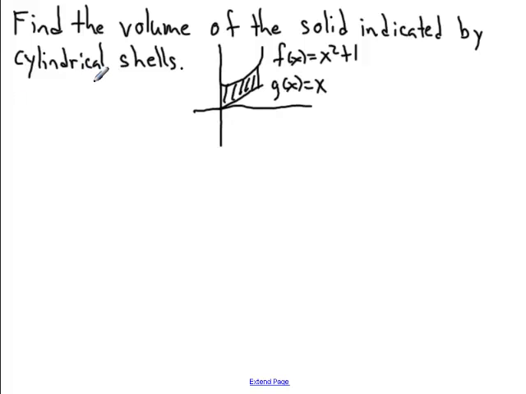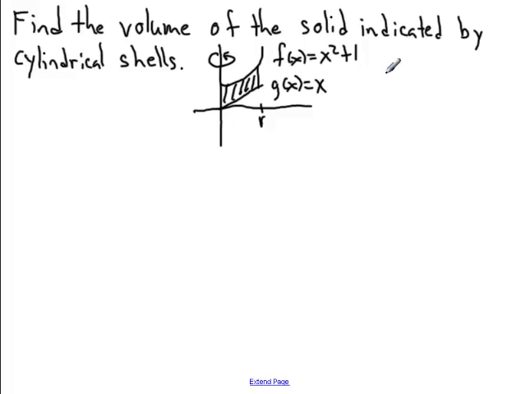Find the volume of the solid indicated by cylindrical shells. f of x equals x squared plus 1, g of x equals x, between x equals 0 and x equals 1. And we are going to rotate, this time about the y-axis.